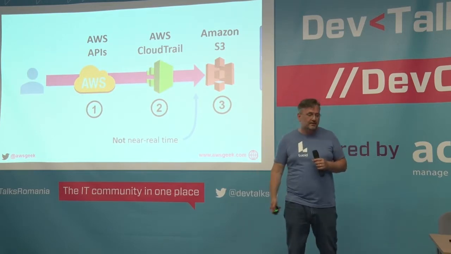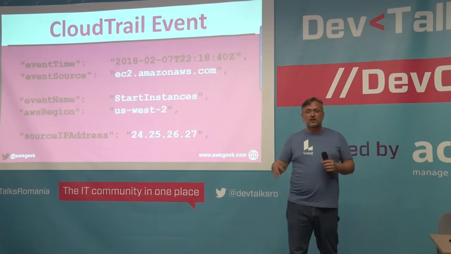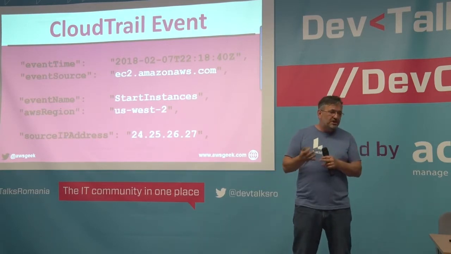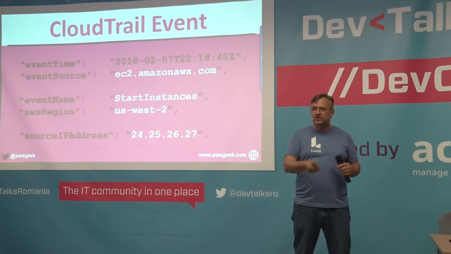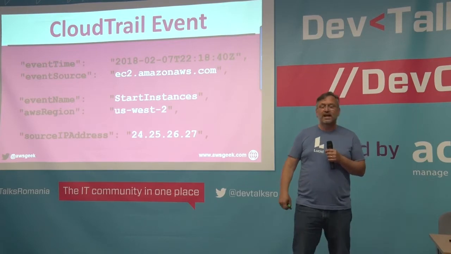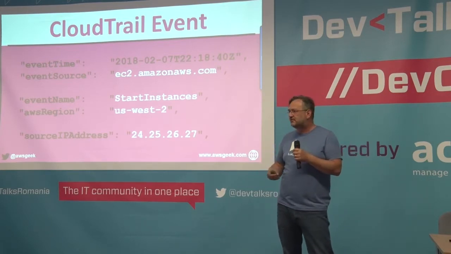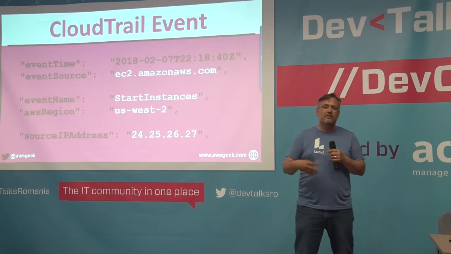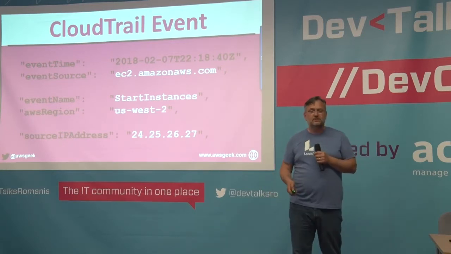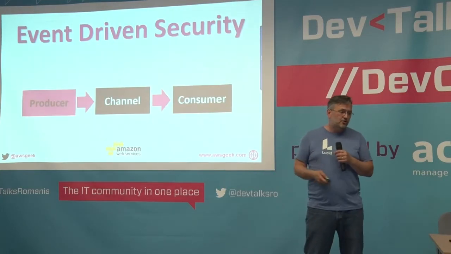A CloudTrail event contains information like you see on the screen here. You have the region that it occurs in, and who initiated the event, including the IP address. So if somebody's logged in or an application is using one of the SDKs for AWS, you can see where that was initiated from. In this case, again, it was an EC2 start instance call. So that's the type of event you get.